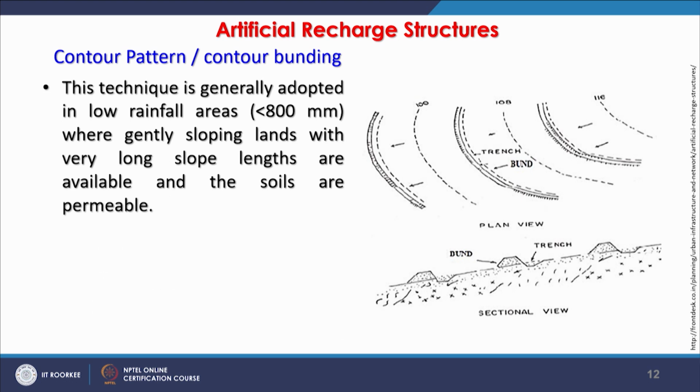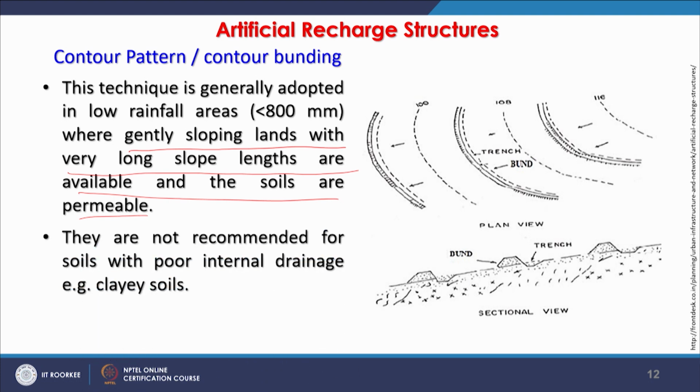This technique is generally adopted in low rainfall areas, maybe less than 800 millimeter, but I have seen places where more than 800 or 1000 millimeter rainfall is there, but still bunding is there. And it suits gently sloping lands, where long slope lengths are available and the soils are permeable. So, some of these conditions have to be fulfilled, and where agriculture was going on earlier, that means all these conditions were being fulfilled, and therefore these areas were very successful from the agriculture point of view.